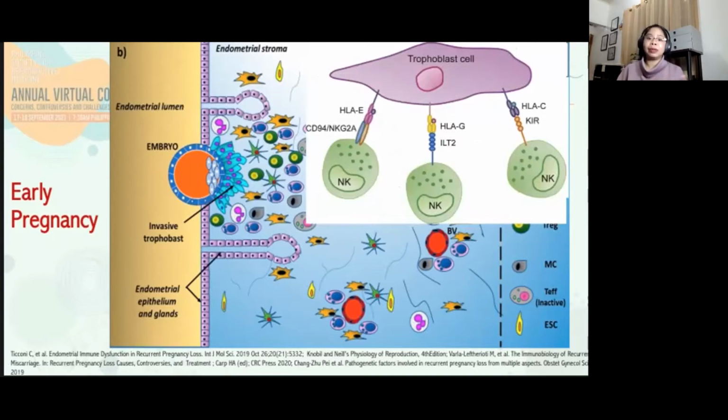The decidual NK cells also have specific receptors for the human leukocyte antigens of the trophoblast cells. These are uniquely expressed by the trophoblast cells. As you can see here, we have the killer immunoglobulin receptor, which targets HLA-C, the ILT2 receptor, which targets human leukocyte antigen G, and the CD94 NKG2A receptor, which targets human leukocyte antigen E. Now, this interaction between the uterine natural killer cell and the human leukocyte antigen plays a key role in the prevention of the maternal immune rejection of the conceptus.